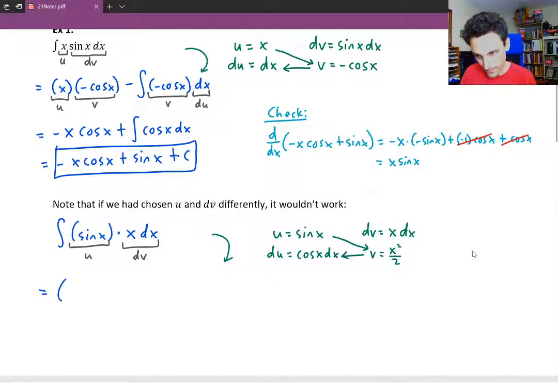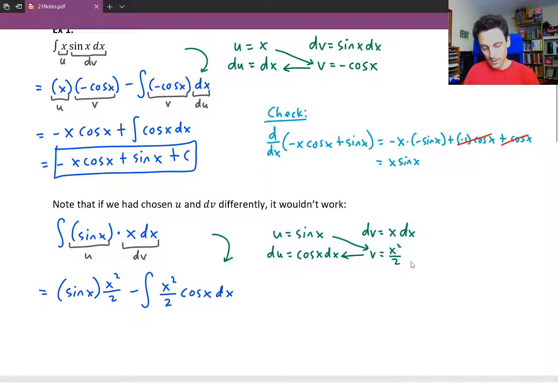uv, that's sine x times x squared over 2 minus the integral of v du, x squared over 2 cosine x dx. So if you use the integration by parts formula, this is what you would get. And you can take this step just fine. That's okay to do. The formula still holds true no matter what u and dv you select.